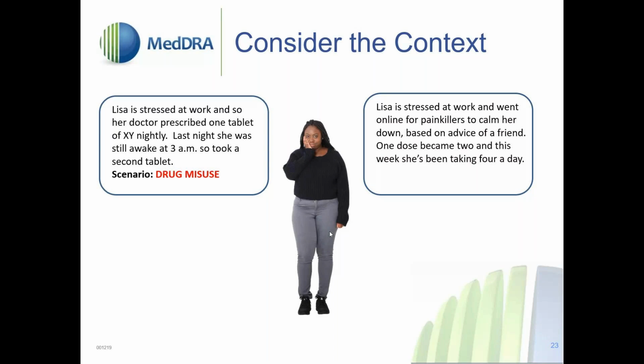In the second scenario, a friend advises her to look for painkillers on the internet to calm down. She orders the medication and takes 1 tablet a day at first, but then continuously increases the dose to 4 tablets a day by now. Here we also have a conscious decision by Lisa to take these painkillers to calm down, so she deviates from the actual therapeutic indication and gradually takes too much of them. This constitutes a product abuse, here a drug abuse.